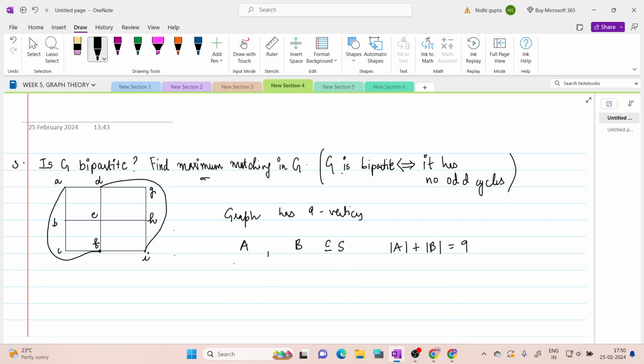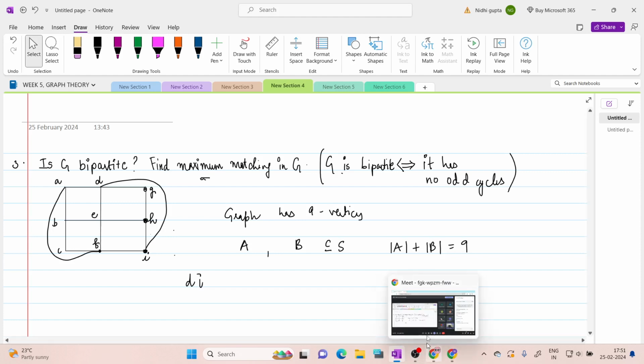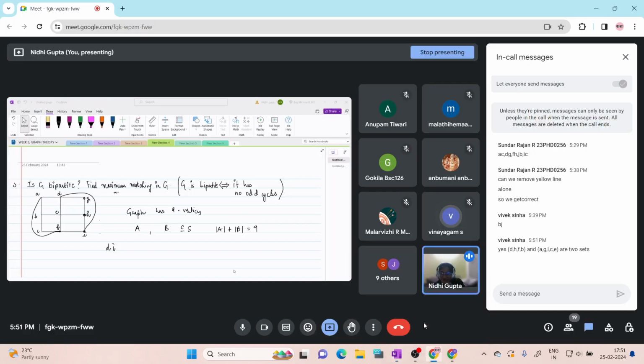D, I, G, D. That is of length 3, ma'am. IG is not an edge. Why, ma'am? IH is an edge and HG is an edge. IG is not an edge. Ma'am, I will give you the set first. Okay, wait. IG is not an edge.